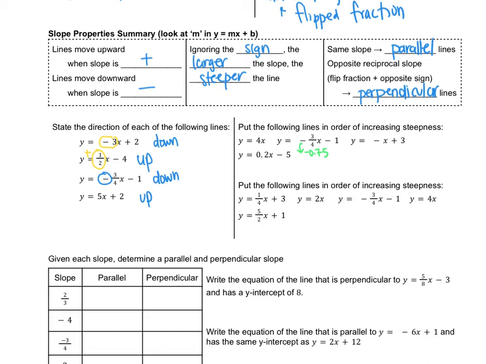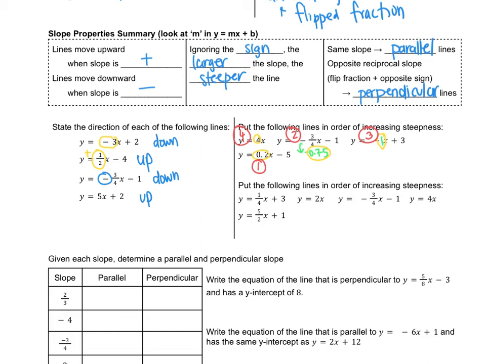Now, one more thing I'm going to do is in front of that -x, I'll put the 1. So the slope is -1. All right. So I'm going to look at 0.2, the 4, the 0.75, and the 1 to compare. Notice I didn't care about the negatives at all. So the smallest number is the 0.2. So that is the least steep. Next after that is the 0.75, then the 1, then the 4x. And there it is.